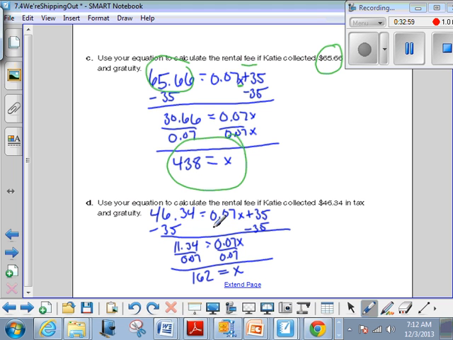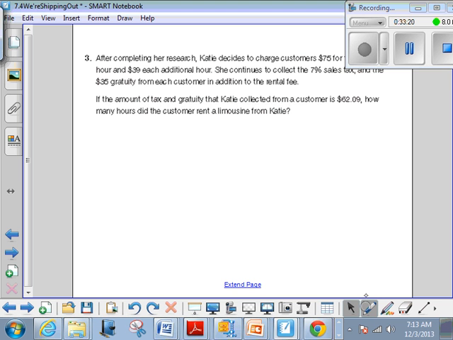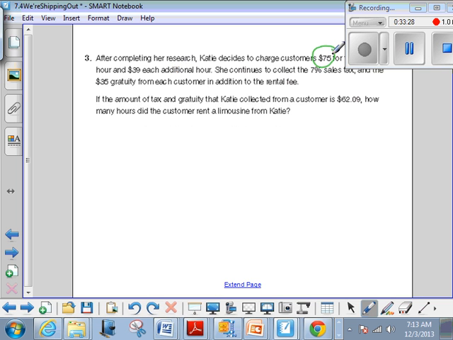Okay, and so our final problem is a little complicated, so we need to be careful and make sure that we're using all parts. After completing her research, Katie decides to charge $75 for the first hour and $35 for each additional hour. She continues to collect the 7% sales tax and $35 gratuity from each customer in addition to the rental fee. But the amount of tax and gratuity that Katie collected from a customer was $62.09. How many hours did the customer rent a limousine?